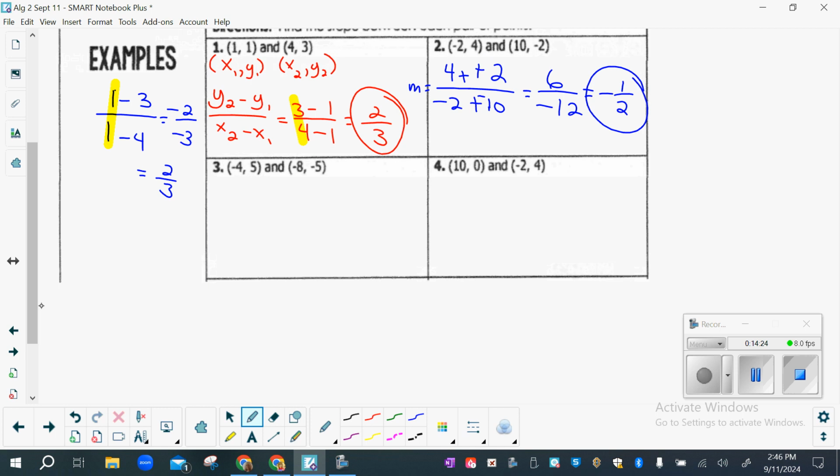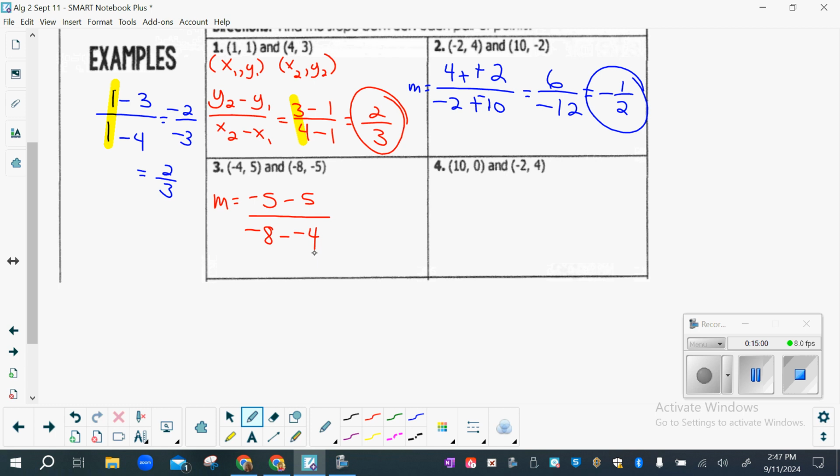So somebody tell me what to do to find the slope on this one. Start with -5, so it's -5 minus 5. Since we chose -5 first, we have to choose -8 first in the denominator, and then that would be minus -4. So just be careful with those negatives. It's really easy to forget to put that negative there.